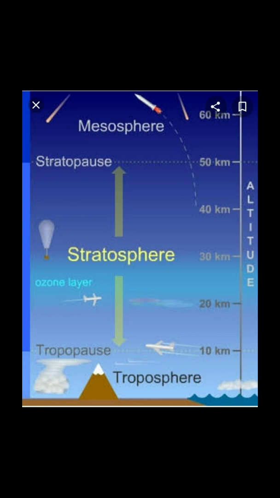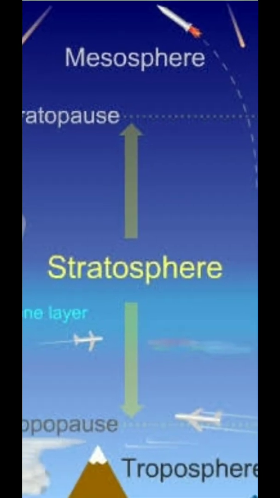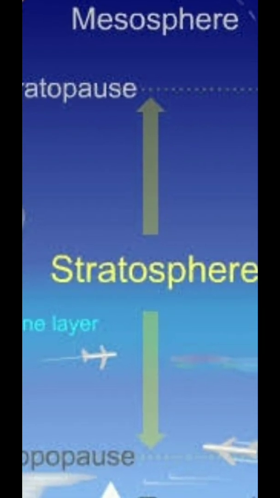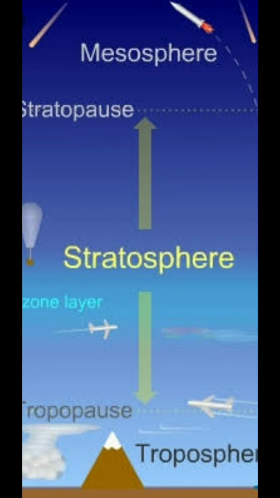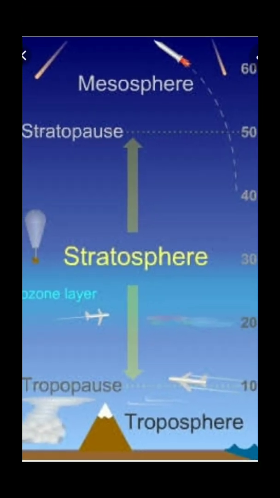And this layer has no water vapor and dust particles. As we know, the troposphere has water and dust particles and all the particulate matter, but in the stratosphere no dust particles are there. And no water vapor, and air turbulence and clouds are absent. I think you can see here, there are mostly no clouds. And due to the absence of weather disturbances, this layer is considered ideal for flying jet aircraft.